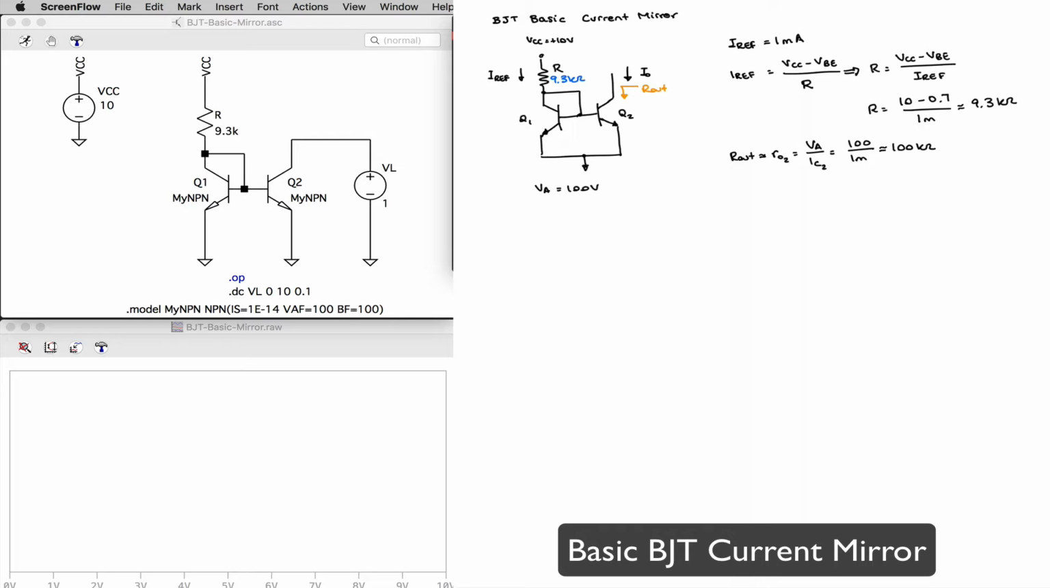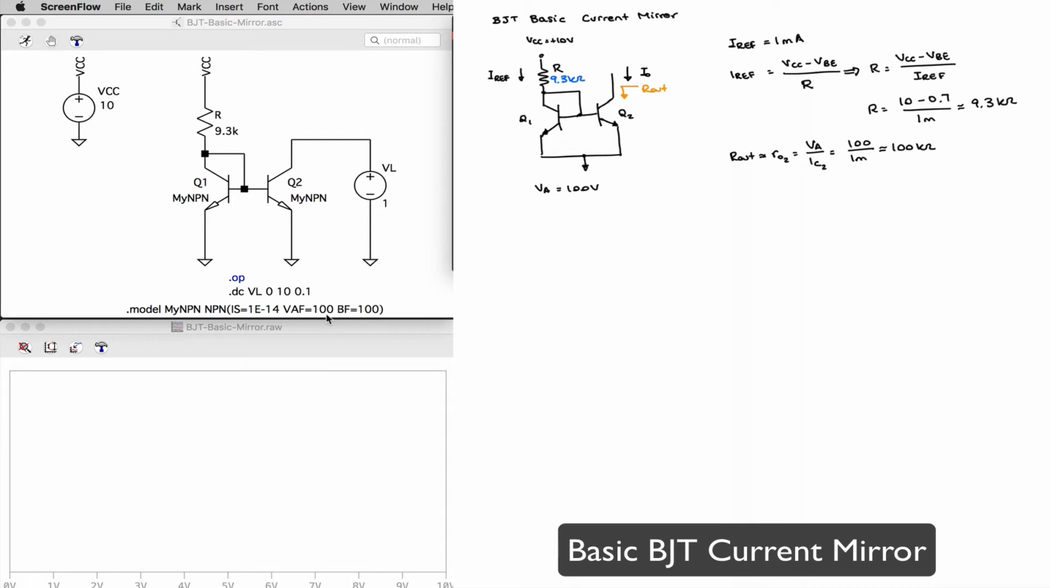Now let's take a look at the simulation and see if the simulations match our expectations. I've designed the basic mirror. In this case, I have modeled my transistors because normally we will be using current mirrors with integrated circuit design, and so it's going to be much more typical to work with models as opposed to working with off-the-shelf transistors.